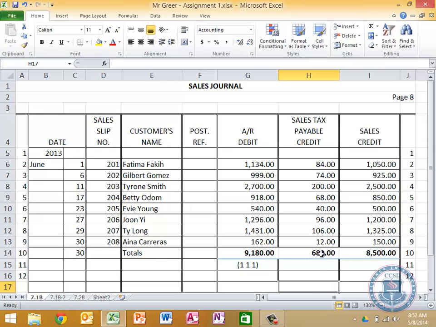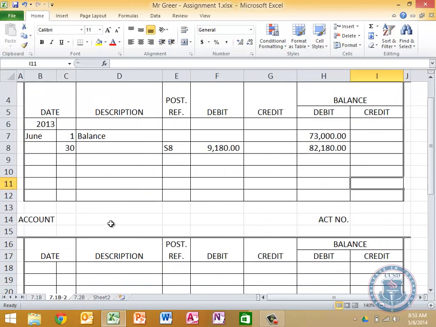So the next one we need to do is the sales tax payable credit. Click over into our general ledger. And this is sales tax payable. Its account number, according to the book, is what? 231. We're going to start with our first balance, of course, because we need to do a balance, but we don't have a balance. Why don't we have a balance? We close this account out whenever we can. So we don't have a balance according to the problem here.